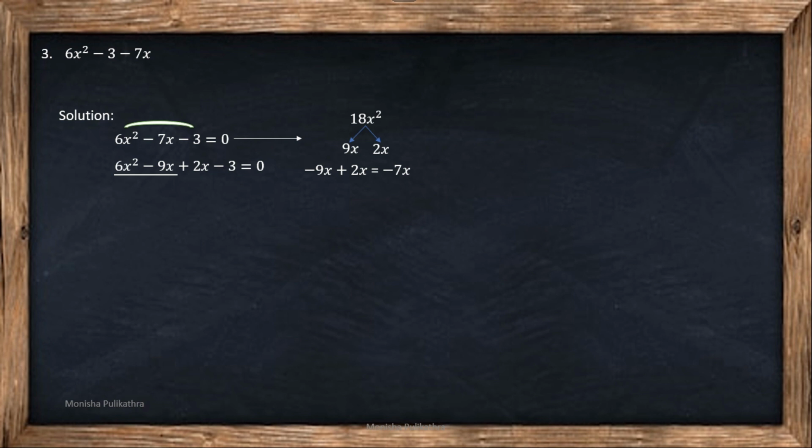Next, we need to group it and take out the common term. So in 6x square and minus 9x, the common term is 3x. Why? Because in the 6 times table, you can't find 9, and in the 9 times table, you can't find 6. You need a number which divides both 6 and 9, so that is 3. And x is common in both the terms. So you take 3x as common, and the remaining will be 2x minus 3.